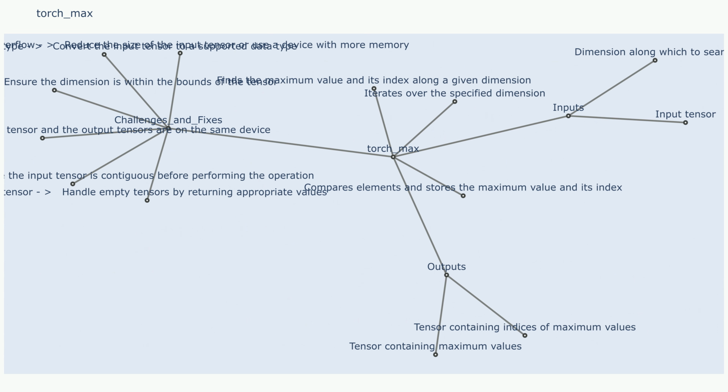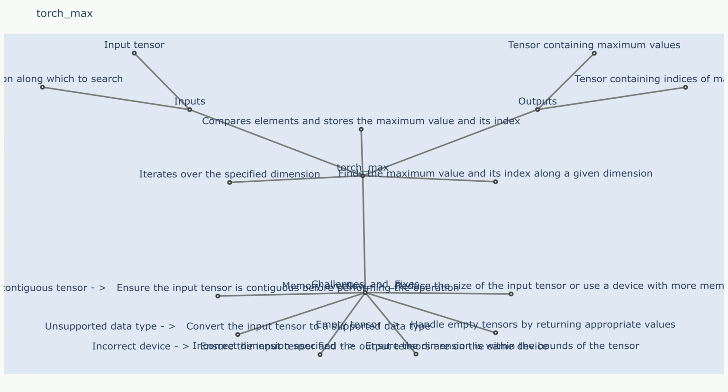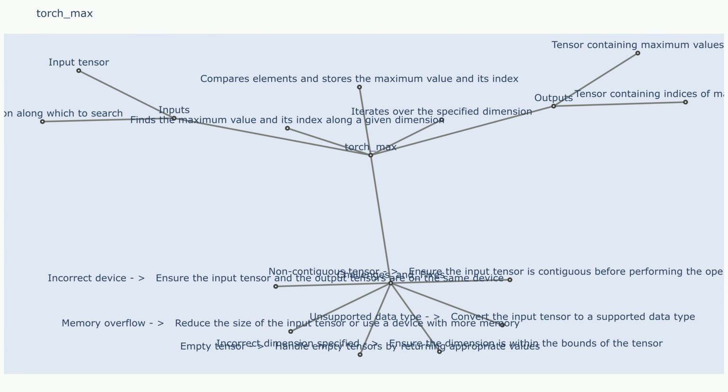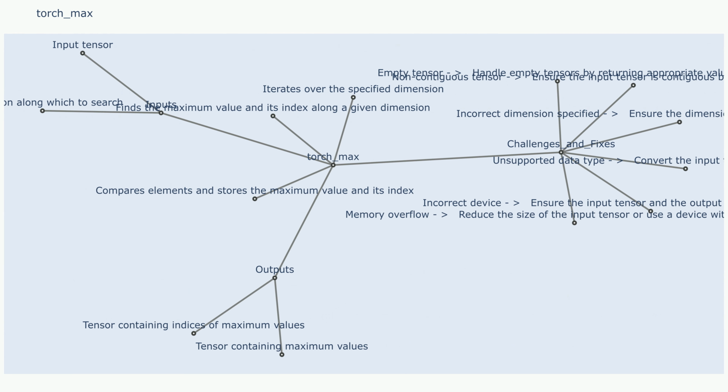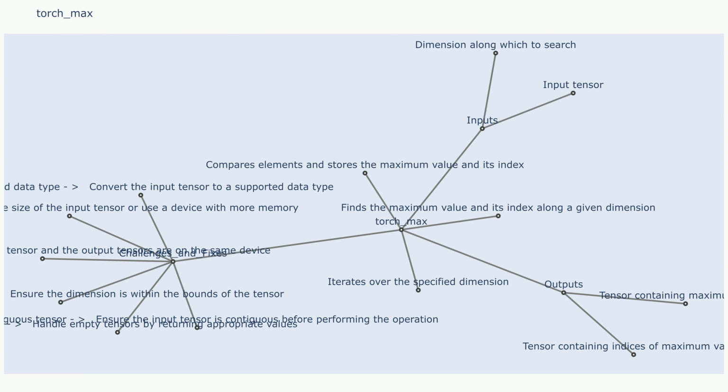Challenges and fixes. Challenge 1: when dim is not specified, the maximum value is computed across the flattened tensor. This might not be desirable if the input tensor has multiple dimensions. Sample use case that resulted in challenge 1: a user wants to find the maximum value along a specific dimension in a multi-dimensional tensor, but they forget to specify the dim argument. Fixes to challenge 1: specify the dim argument to compute the maximum value along the desired dimension.